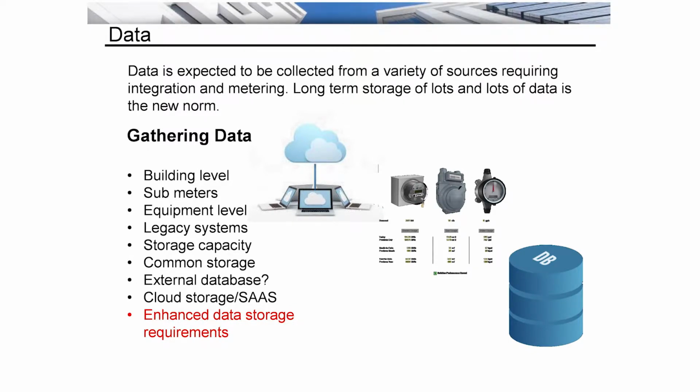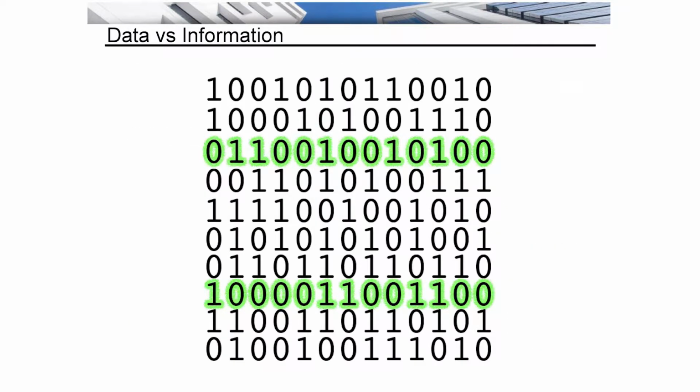So data is expected to be collected from a variety of sources. It can be done at the building level. It can be done in the cloud. The bottom line is there's more of a requirement for enhanced data within the BAS system. So now we have the quandary of, now we have data, and how do we change that data into information, and how do we do that to drive meaningful insights?